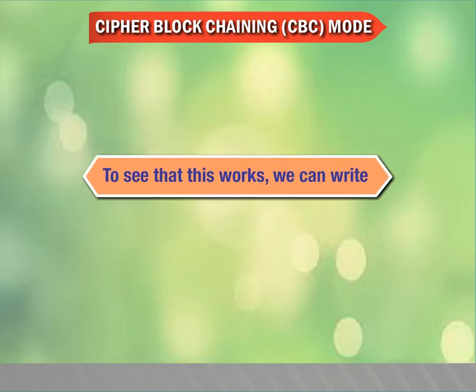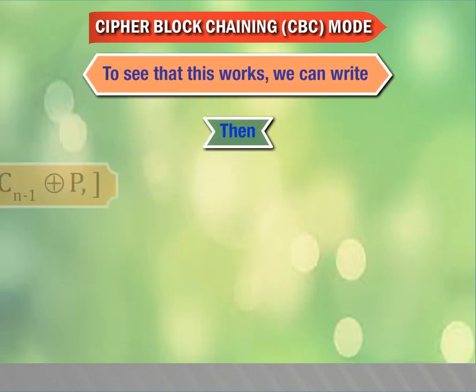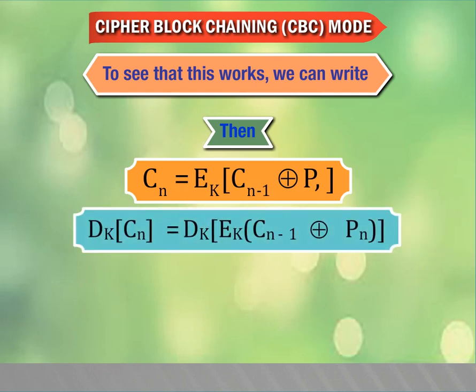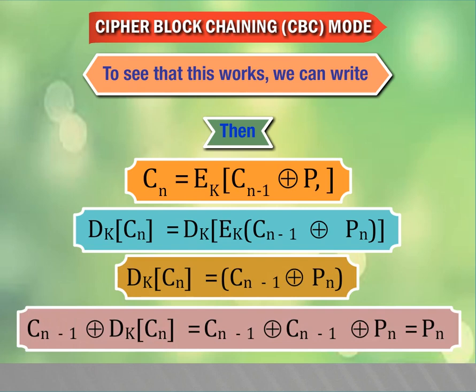To see that this works, we can write Cn is equal to Ek of Cn-1 XOR Pn. Dk of Cn is equal to Dk of Ek of Cn-1 XOR Pn. Dk of Cn is equal to Cn-1 XOR Pn. Cn-1 XOR Dk of Cn is equal to Cn-1 XOR Cn-1 XOR Pn, which is equal to Pn.